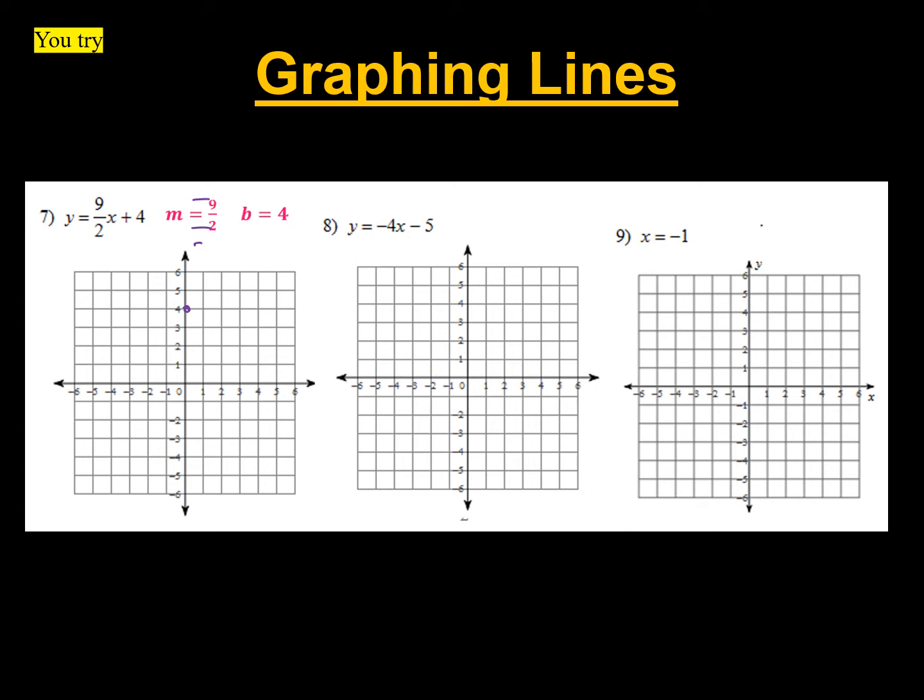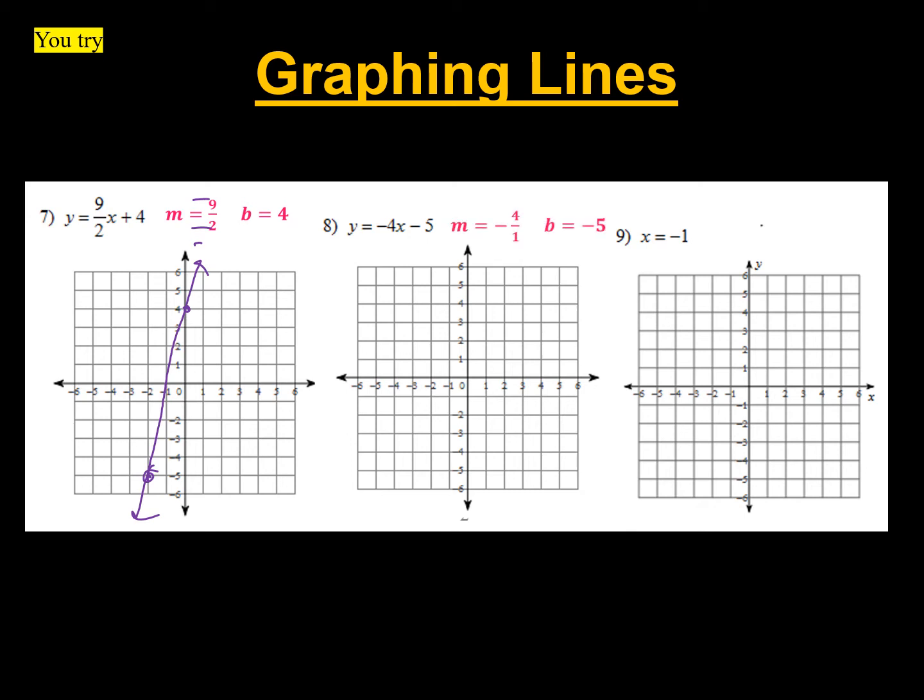So from the 4, I'm going to go down 9, and then I'm going to go left 2, which would be right here. So there is the line of that equation. Okay, it is going in the positive direction.